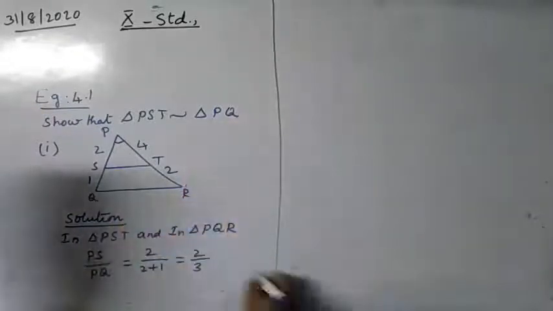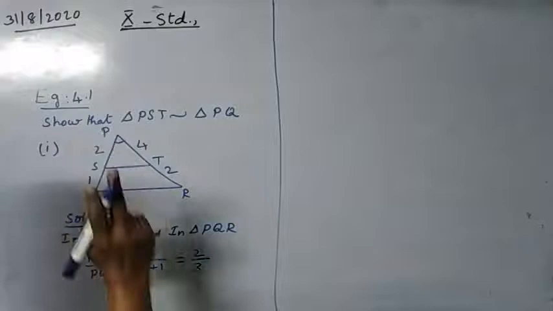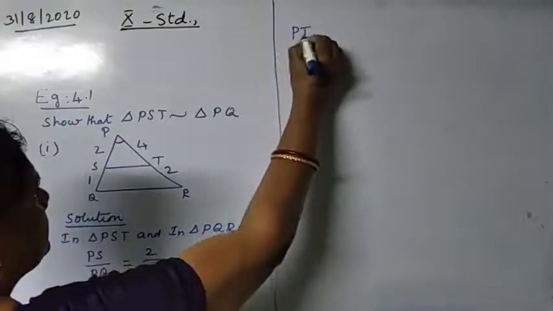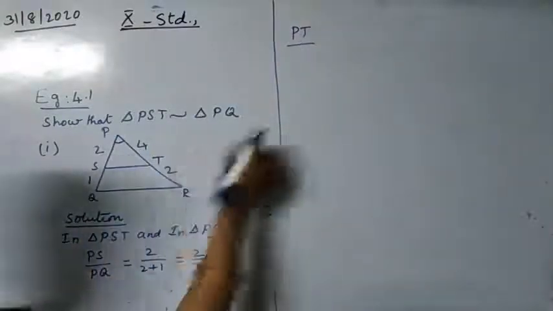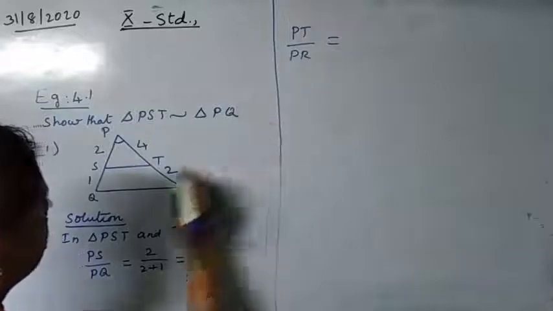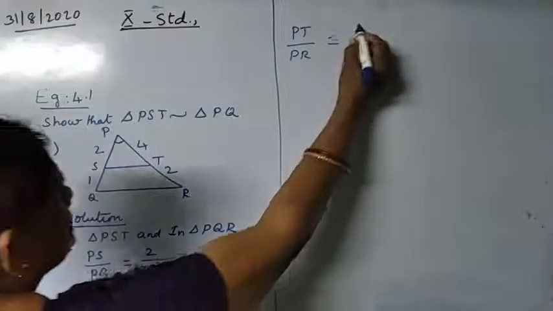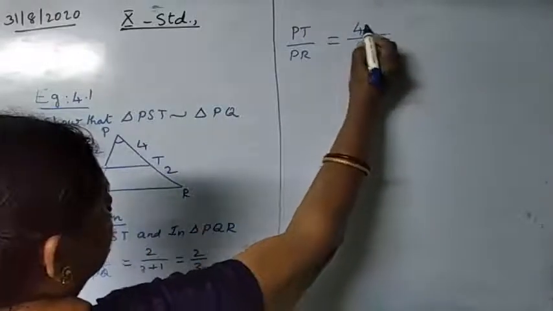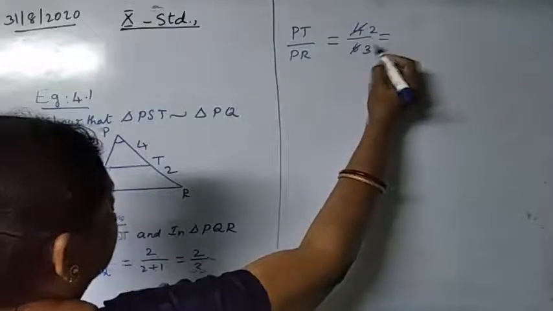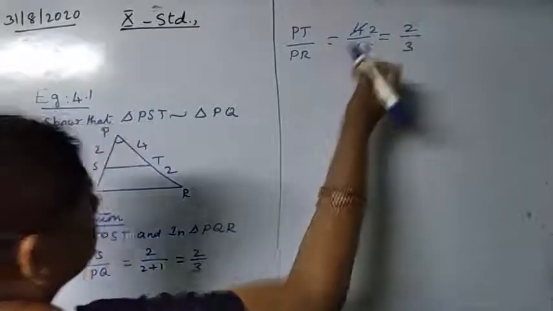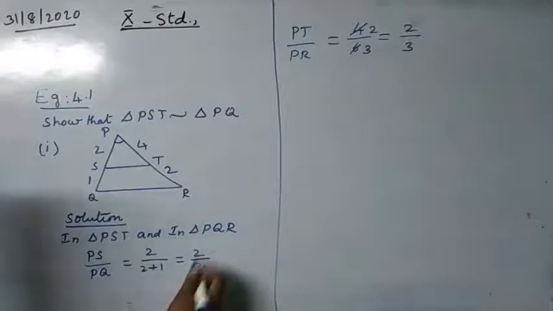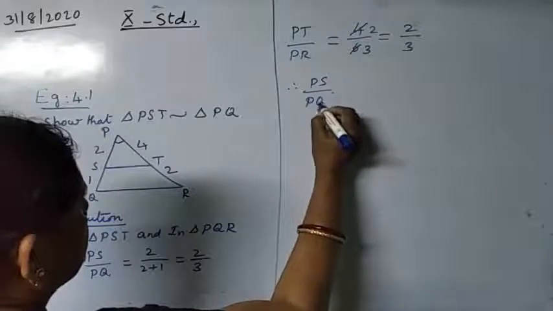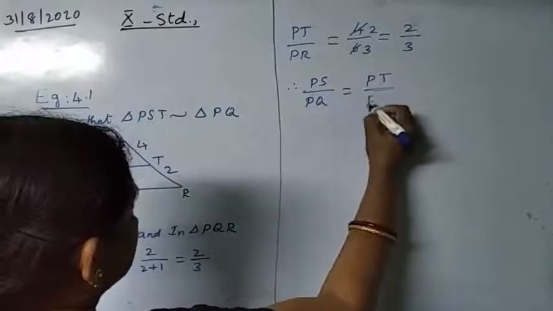And take the other side. In the same way, the triangle we took first, PST, we must take first. So in PST I take PT, and in PQR the same side, PR. Now write down the units given. PT is 4. PR is 4 plus 2, 6. So 2 times, 3 times. So 2/3. Write 2/3. These two ratios are equal. Therefore I can write PS by PQ is equal to PT by PR.